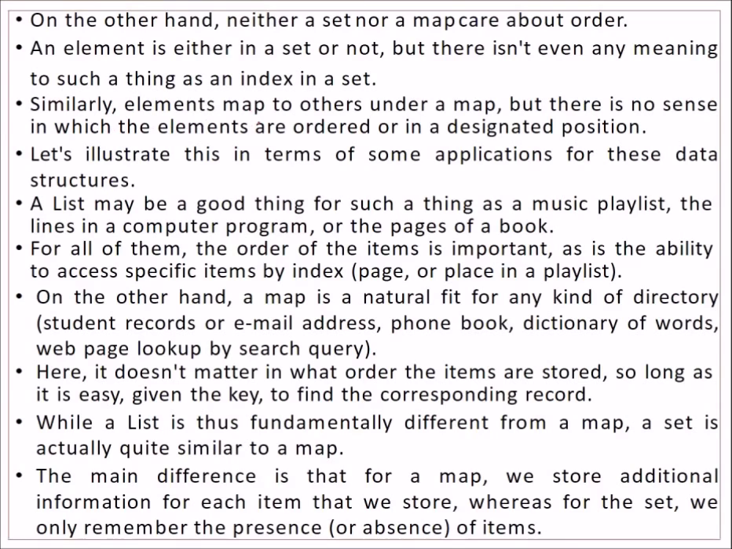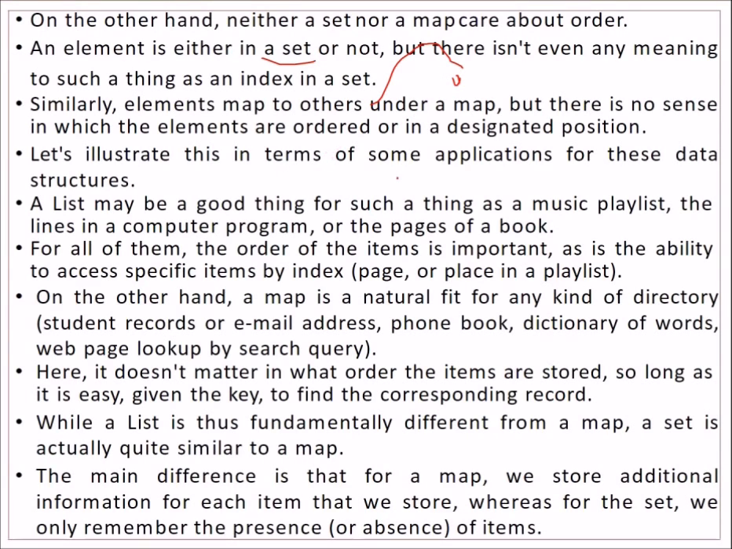While in a set or a map, they don't care about order. An element is either in a set or not, but there isn't even any meaning to such a thing as an index in a set. There is no index in a set. In the same way, elements map to others under a map. We have seen mapping, but there is no sense in which the elements are ordered. Again, we are not concerned with the order here.